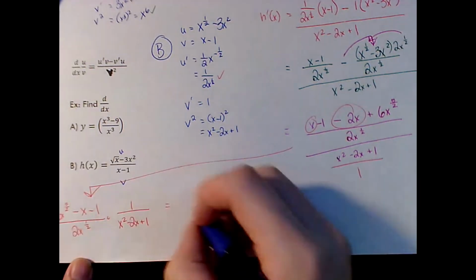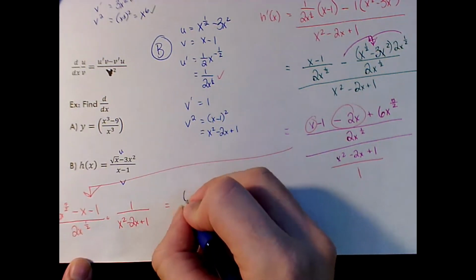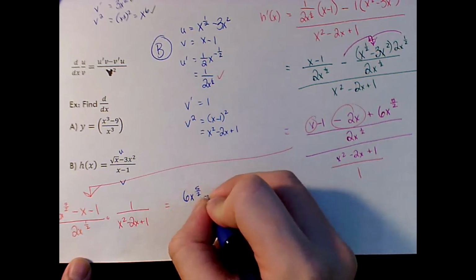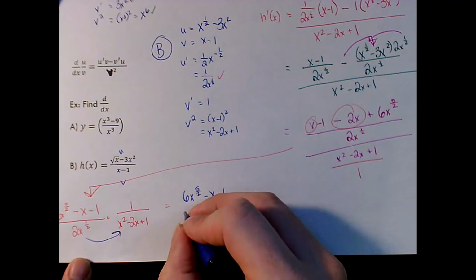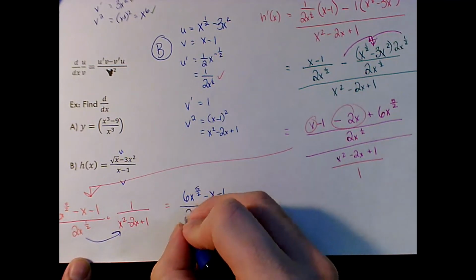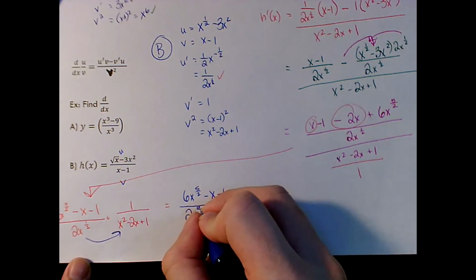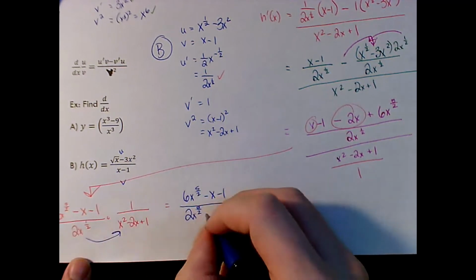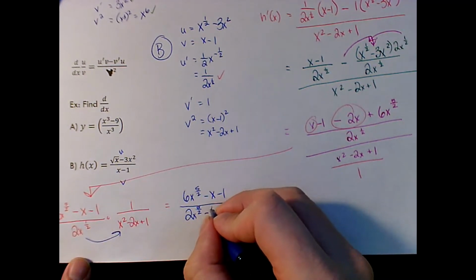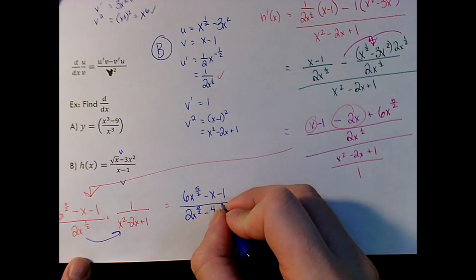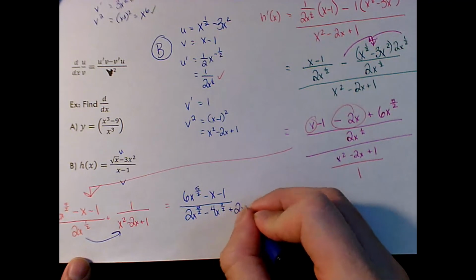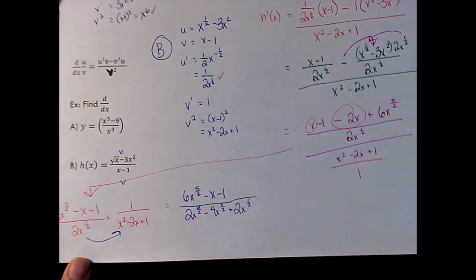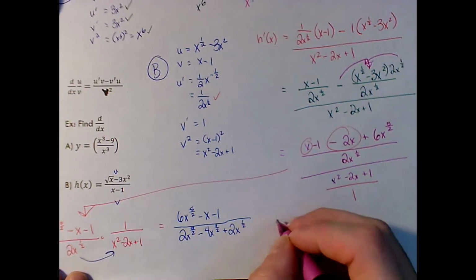That becomes 6x to the 5/2 minus x minus 1. Distribute that. Add the exponents, so 2x to the 5/2 minus 4x to the 3/2 plus 2x to the 1/2. And let's just clean that up with the halves and call it a day.